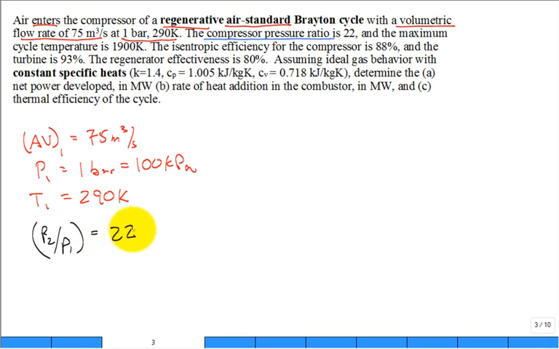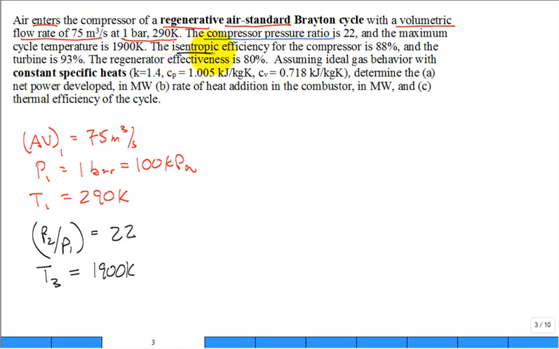It's a ratio of pressures, and it's the pressure at the exit of the compressor compared to the pressure at the inlet. So P2 divided by P1. It's 22 is the pressure ratio. And then the maximum temperature, and we know from our cycle analysis that's going to be the T coming out of the combustor or burner, and that's going to be T3, and that's 1900 Kelvin.